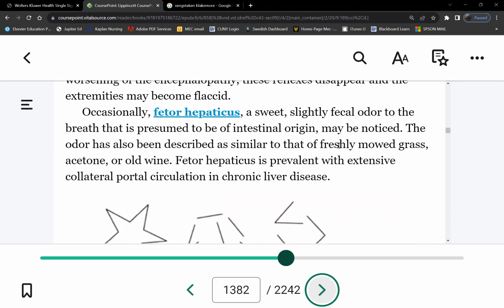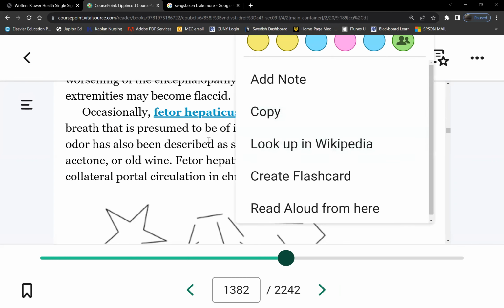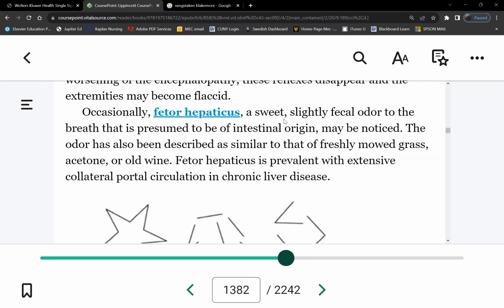Oh, here it is, fetor hepaticus. This is the crab-smelling breath. The description here says sweet, but it's nothing sweet. I don't know why they got that adjective. There's nothing sweet-smelling about it at all.